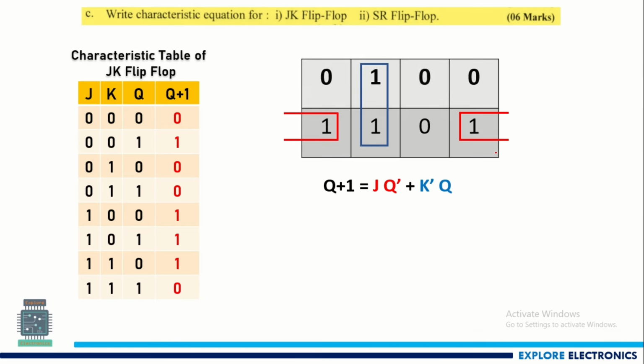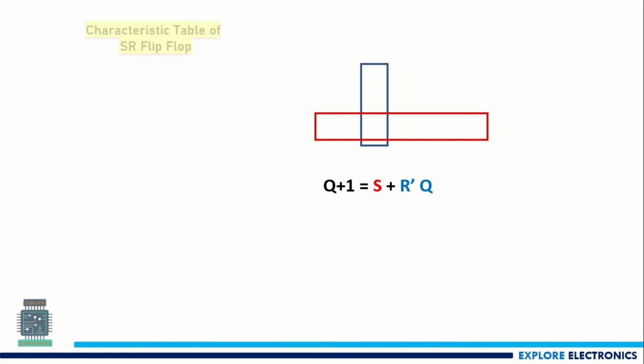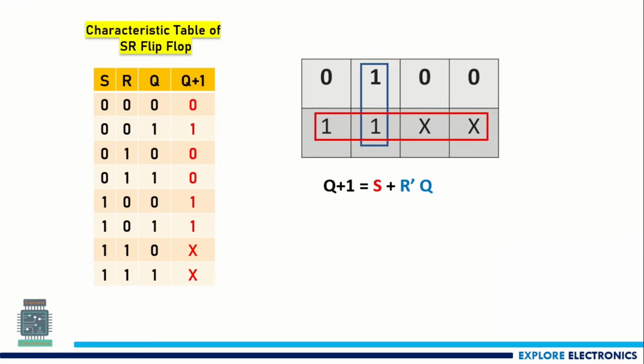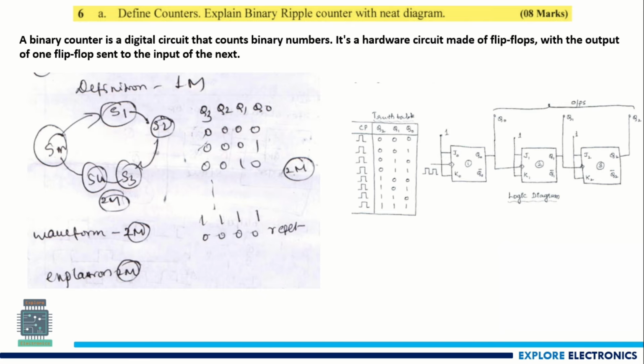Write the characteristic equation for JK flip-flop and SR flip-flop. Write the characteristic table J, K, Q, and Q plus 1 is the next state. So write the expression for Q plus 1 using K-map simplification. Here J Q bar plus K bar Q is the characteristic equation we are going to get for the JK flip-flop. Similarly, for SR flip-flop, write the characteristic table, put it into K-map, and it will generate the expression.